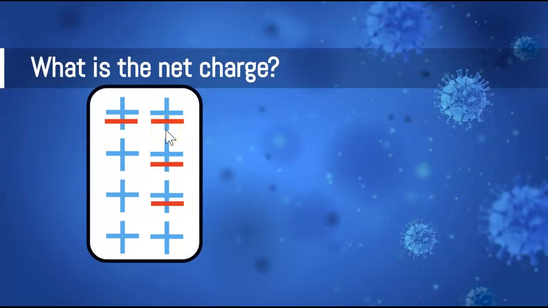So let's practice what we just learned here. We have an object here that has 1, 2, 3, 4, 5, 6, 7, 8 pluses, and 1, 2, 3, 4 negatives. What is the net charge? What is the overall charge of this object? Well, we've got 8 positives and 4 negatives, so plus 8 minus 4 adds up to a positive 4 charge.